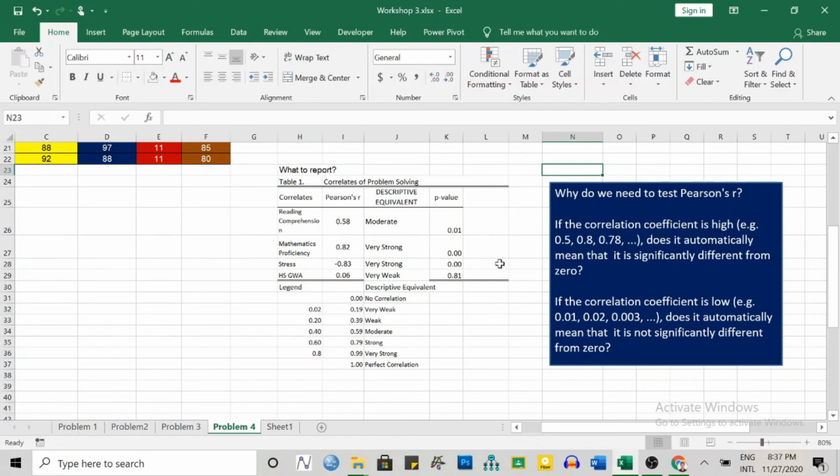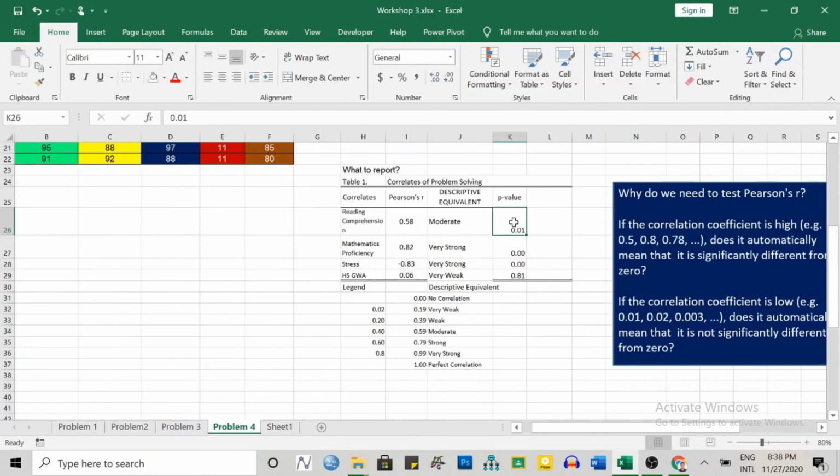We are now done with the computation of p-values. It's now time to interpret our results. Let's start with our first correlation between problem solving and reading comprehension. The correlation is 0.58, and descriptively that is a moderate correlation. Also, the p-value is actually less than 0.05. This means that the correlation coefficient is significantly different from 0, and that is good because this descriptive equivalent here can be interpreted meaningfully. So what does it mean?